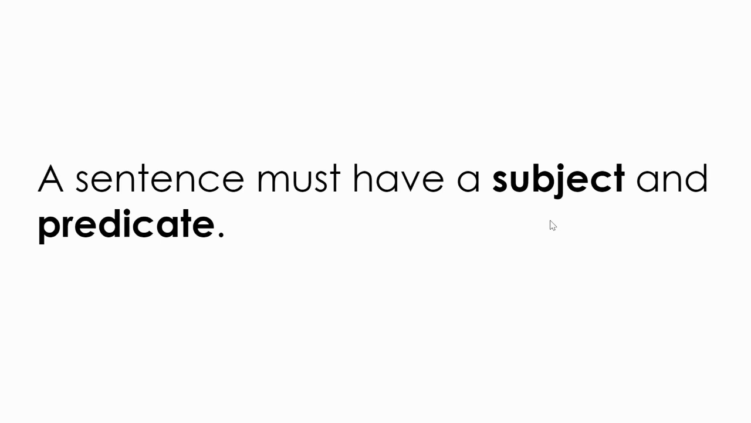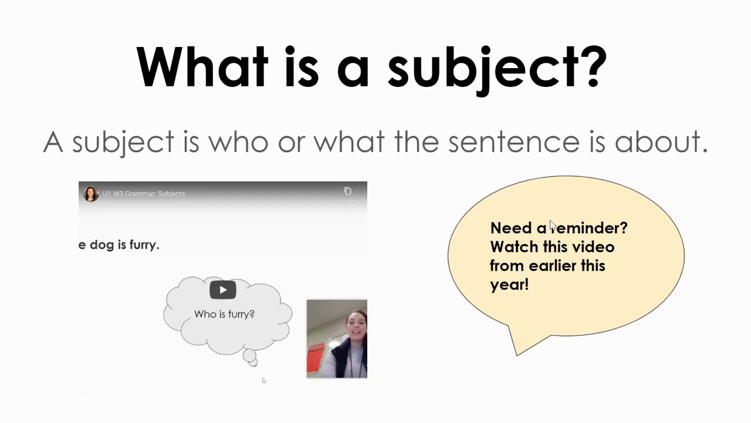A sentence must have a subject and a predicate. Let's review those 2 words, second graders. What is a subject? A subject is who or what the sentence is about. If you need more of a reminder, second graders, watch this video from earlier in the school year. It's the lesson we did on subjects back in October. So please watch this short video. It's only about 1 minute long for your refresher.